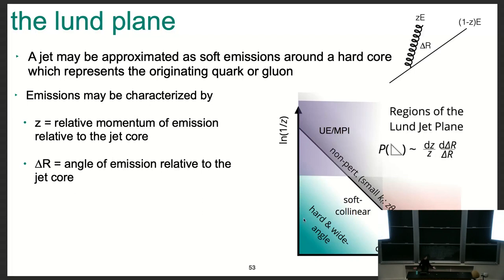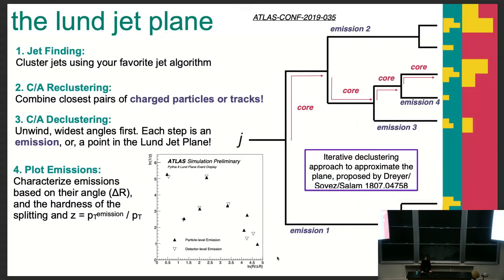If this sounds familiar based on what I was saying about the jet mass, that's because it is. The jet mass is essentially just one of the diagonal lines in this plane, so it's very closely related to this slightly more general picture of looking at a jet. The key here is that we can turn this into something that is measurable experimentally instead of just a theory tool for thinking about jets.